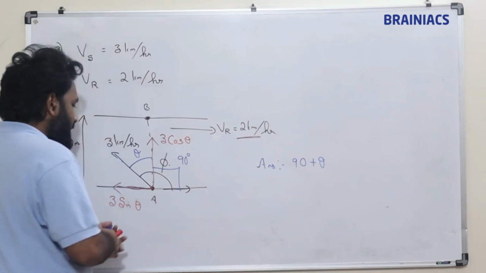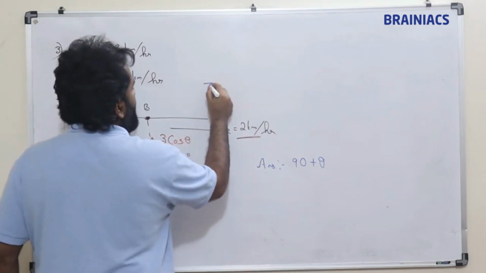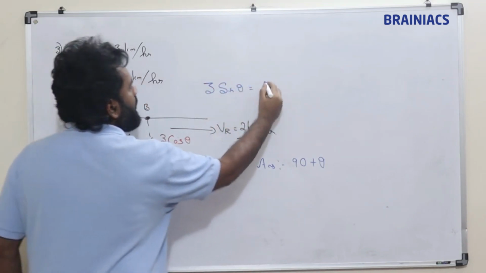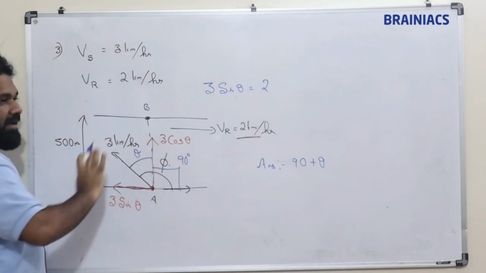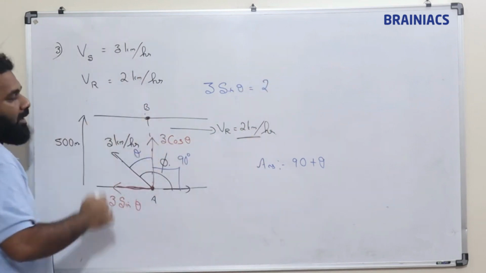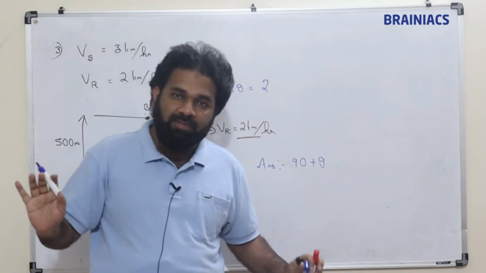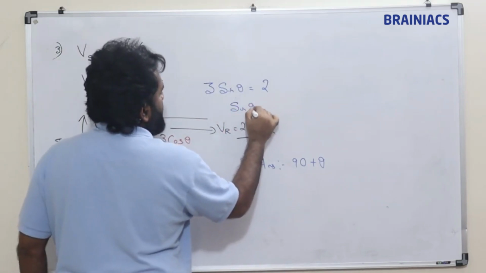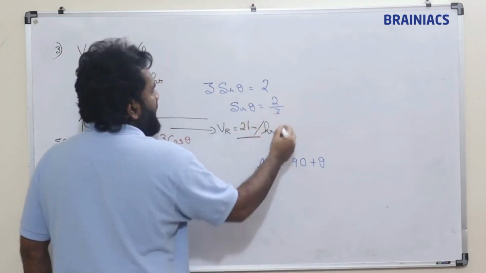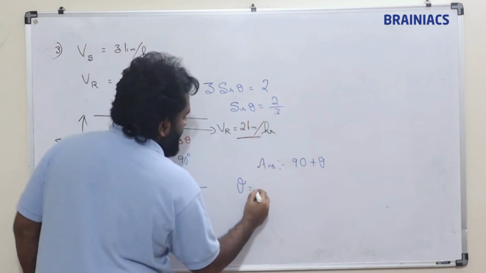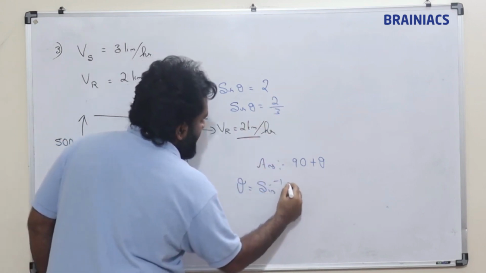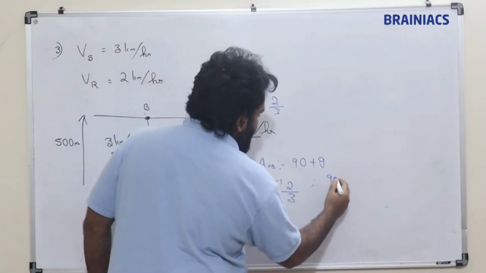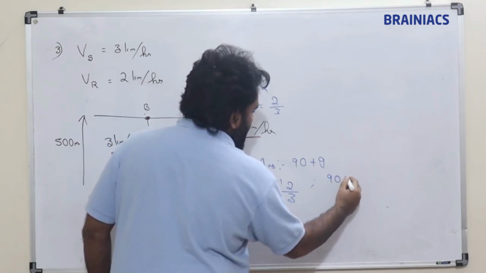So obviously 3 sine theta must be equal to 2. Then only the horizontal component will get cancelled off. There will be only the vertical component, and he will be able to reach the opposite side. So sine theta is equal to 2 by 3, and theta is equal to sine inverse 2 by 3.